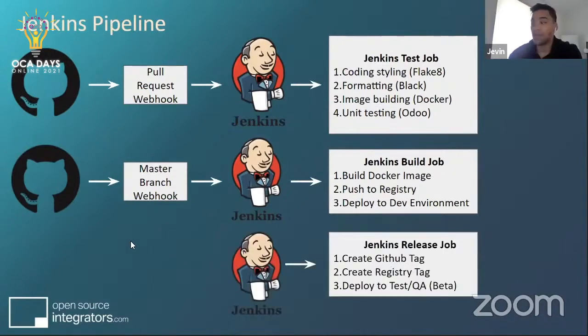And lastly, we have another job that's a Jenkins release job. So once it's in that dev namespace, we have a manual trigger that we can do on the Jenkins release job where we can have it create the GitHub tag, create the registry tag, and also deploy it to a test and QA environment. And this is currently in a beta stage.